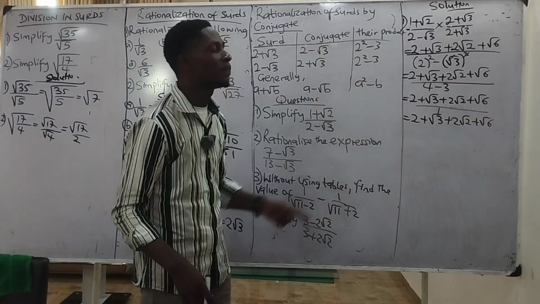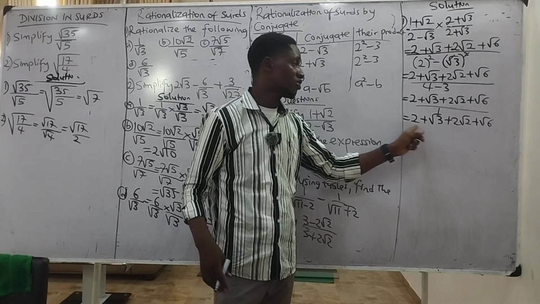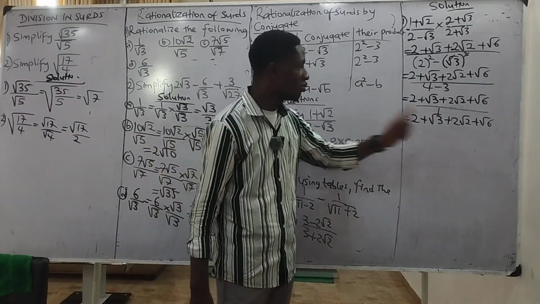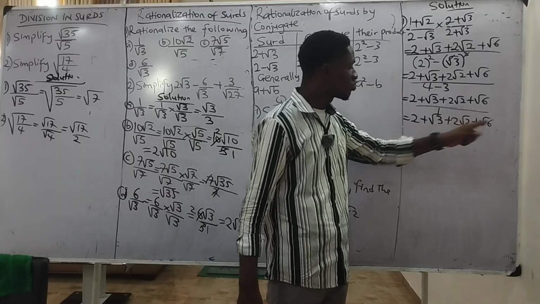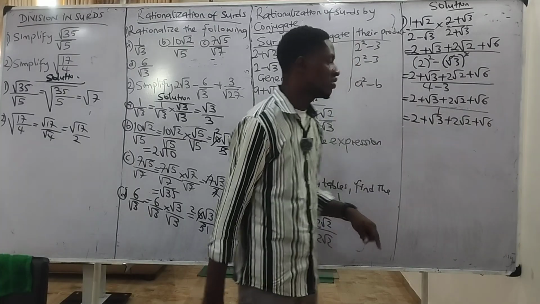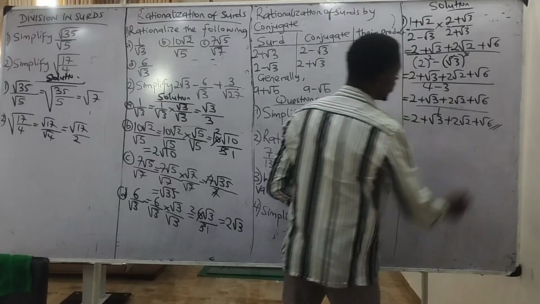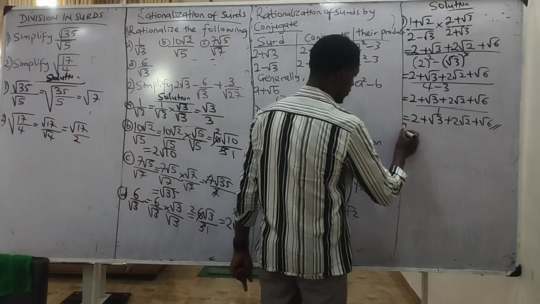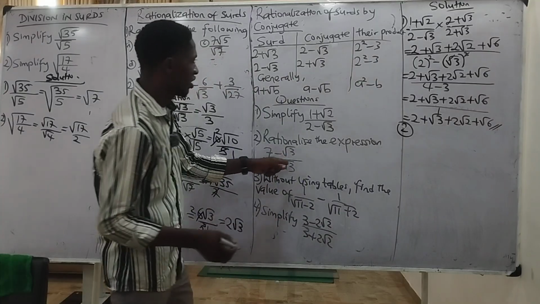So this is the answer. Anything divided by 1 is that. You can see we don't have anything that is like them there. 2 is alone, root 3 is alone, 2 root 2 is alone, and root 6 is alone. So this should be our answer. Then number 2. We have to rationalize the expression.